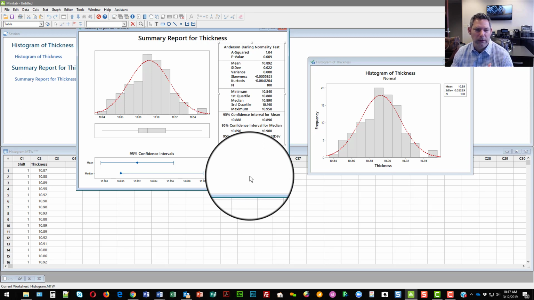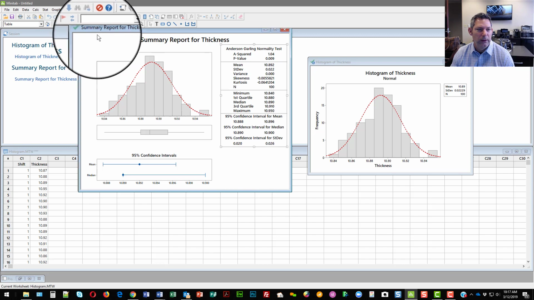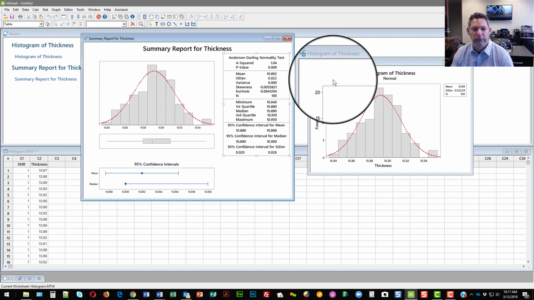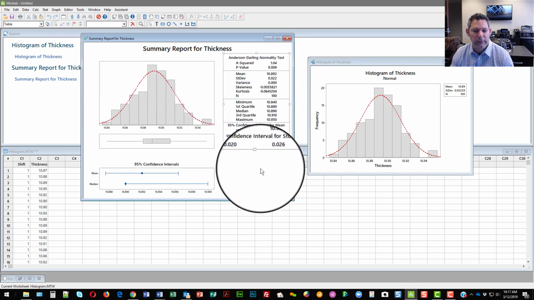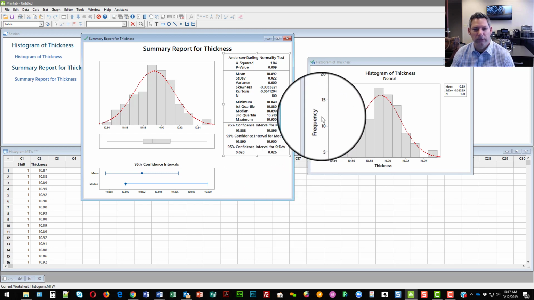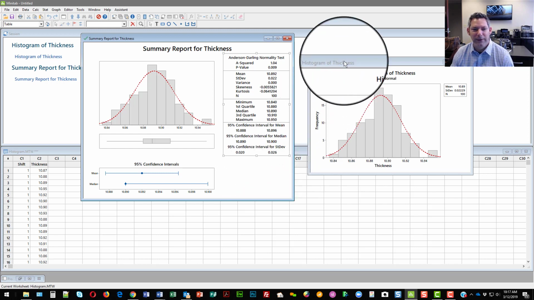So graphical summary tool is the way to go, and my recommendation, and it can replace the histogram and the normality test quite simply, unless you need normality to do something other than the Anderson-Darling. So graphical summary is my way to go, even though this is a histogram video.